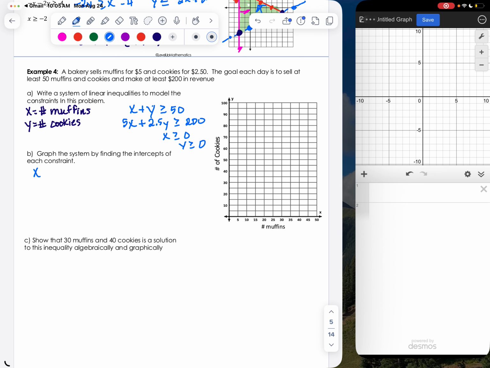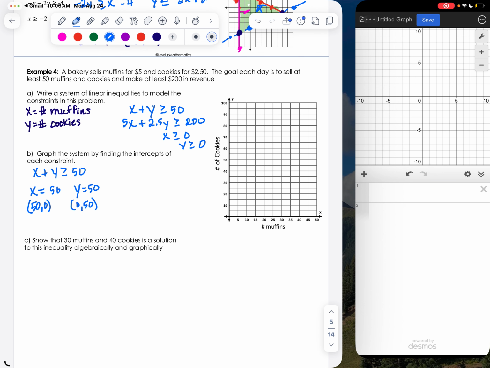We have x plus y is greater than or equal to 50. So I'm going to use the cover-up method here. The cover-up method means if I cover up the y, what I would have left, and I'm not going to use inequality here, I would just have x is equal to 50. If I covered up the x, I would have y equals 50. So that means I have an x-intercept of (50, 0) and a y-intercept of (0, 50). So let's plot those two.